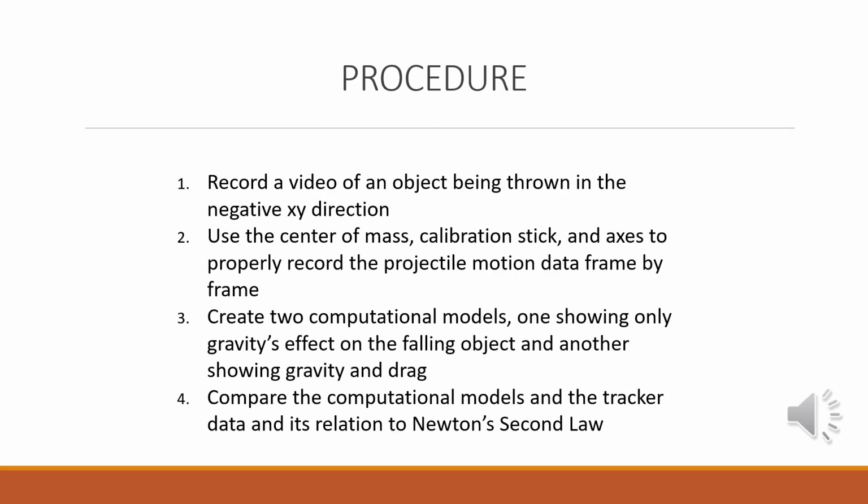The procedure of this experiment will be to record a video of an object being thrown in the negative x, y direction. In this case, we're going to use the center of mass calibration stick and axis to record the projectile motion. Then we're going to create two computational models, one showing gravity's effect on the object and another showing gravity and drag. Then we're going to compare them and their relation to Newton's second law.